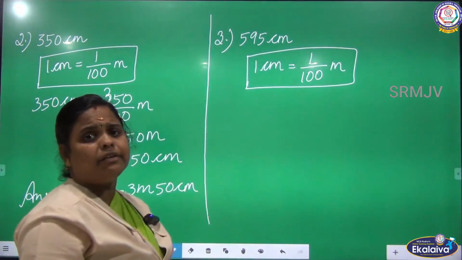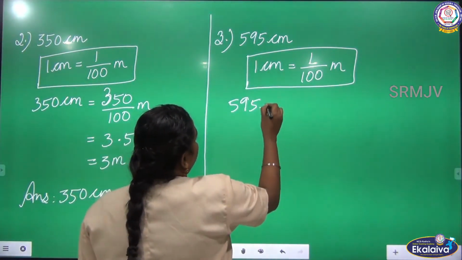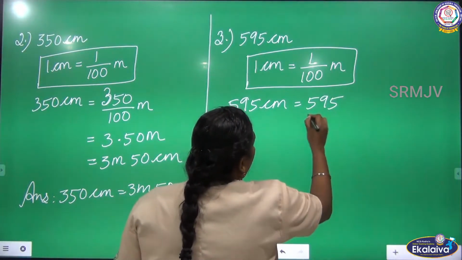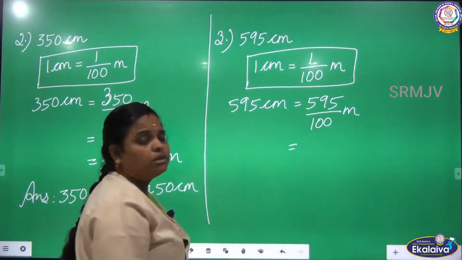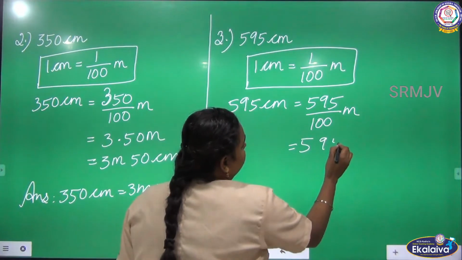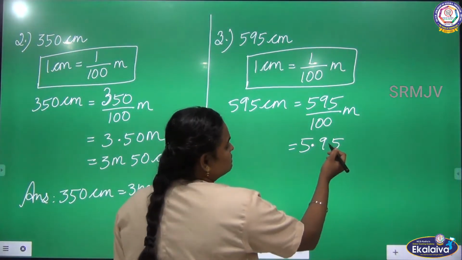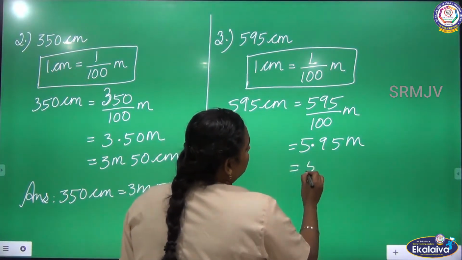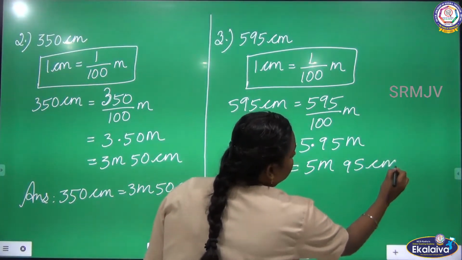So 595 centimeter equal to 595 by 100 meter. So we have to leave 2 decimal places. So 595, from the back you leave 2 decimal places. So how many meters, how many centimeter? 5 meter and then 95 centimeter.